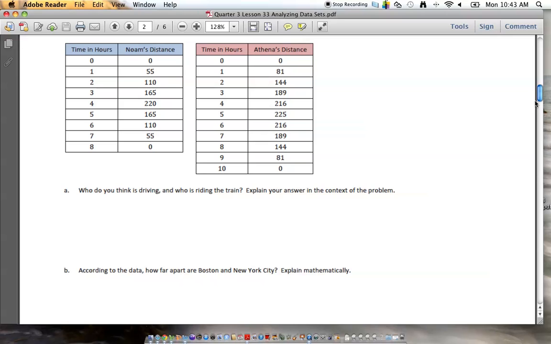Okay. According to the data, how far apart are Boston and New York City? A couple miles. How far apart are New York and Boston according to the table? Hours away. Miles. 200. Alex. 220. 220, 225, right? Because one is 220, one is 225.